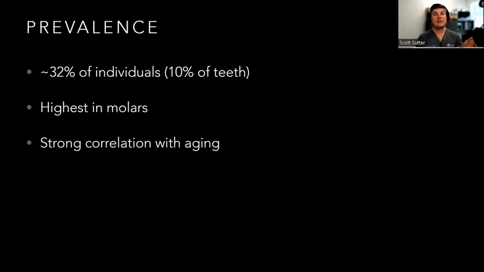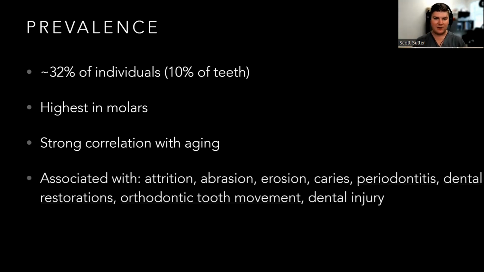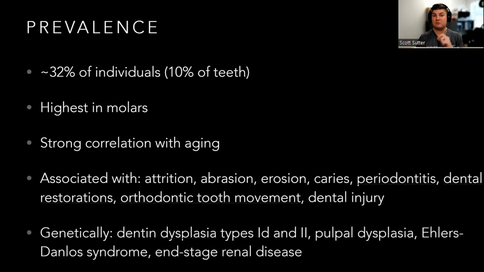This one, though, has a very strong correlation with aging. As we age, we see a huge increase in the prevalence of pulp stones. There are a ton of different things that can cause it, and there are also some genetic things that can cause it as well. Anything that messes with either dentin or bone building, or anything with calcium or phosphate, can cause issues like that.